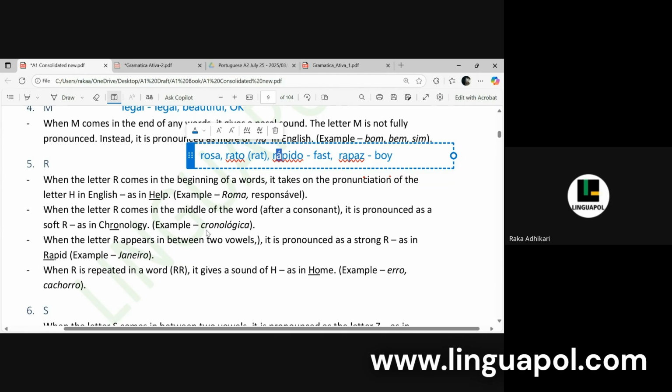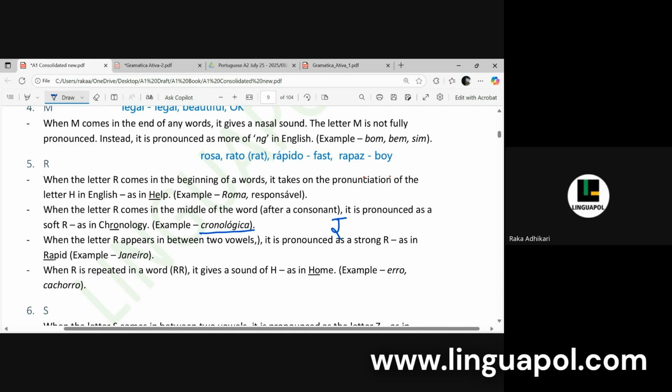For example, the word cronológica. Cronológica. So if you look at how we are pronouncing this, we are saying cro, cro. So I'm not saying chronologica. र का sound नहीं आ रहा है, इसमें र का sound आ रहा है. यानी since we know Hindi, it is very easy for us to understand. इसमें sound आ रहा है. In this one, the sound is like r.